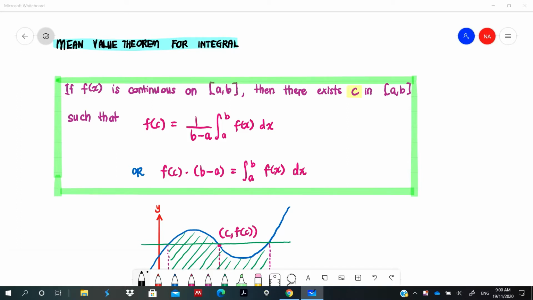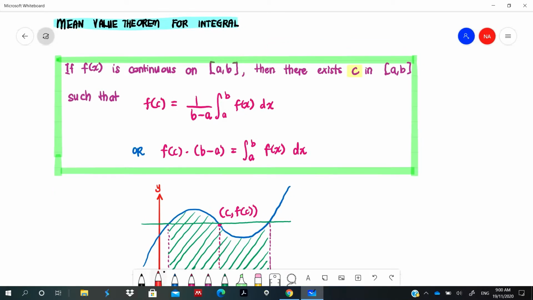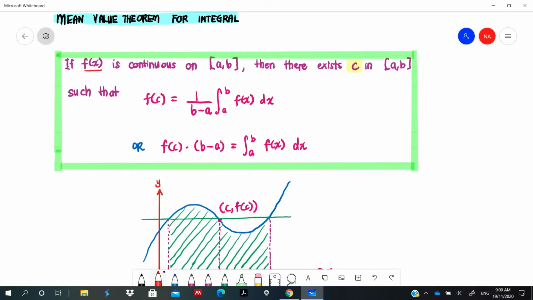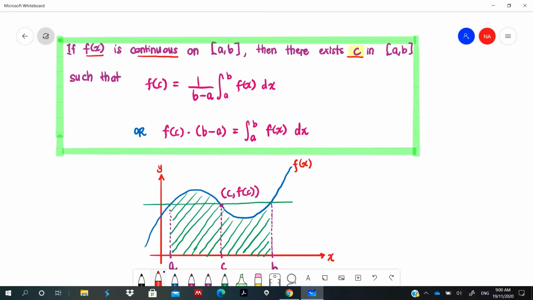In this video I'm going to teach the mean value theorem for integrals. Last time we saw the mean value theorem for differentiation, so for integration we also have a mean value theorem. The theorem states that suppose we have a function f(x) which is continuous on the interval [a, b]. Then there must exist a number c within the interval [a, b] such that it satisfies this formula. So we use this formula to find the value of c.